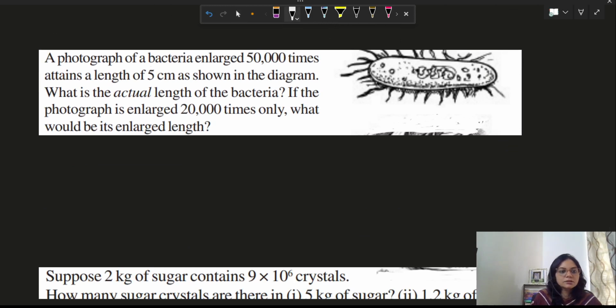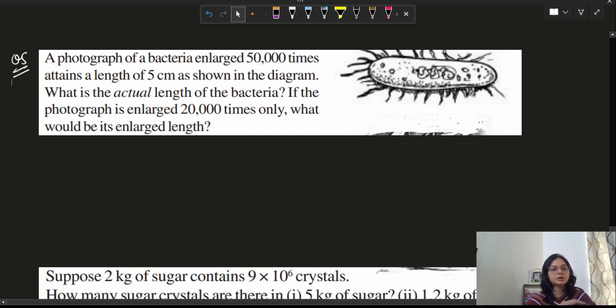Next question says a photograph of a bacteria enlarged 50,000 times attains a length of 5 centimeter as shown in the diagram. What is the actual length of the bacteria? If the photograph is enlarged 20,000 times only, what would be its enlarged length?